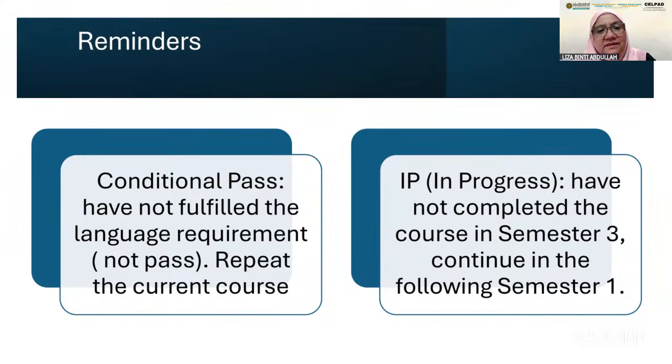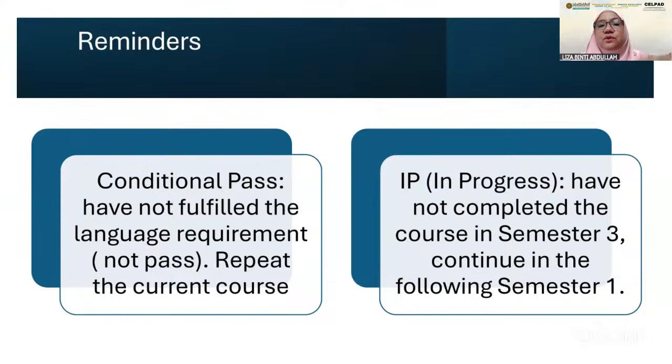Okay, now I think it's the last one, reminders. At the end of the semester, you are going to get your transcript. You're going to get conditional pass. If it's conditional pass, it doesn't mean pass. We're only using the term conditional pass. It means you have not fulfilled the language requirement, which means you have to register again and repeat the current course. Because some students in the past thought conditional pass is pass, so they did not register.